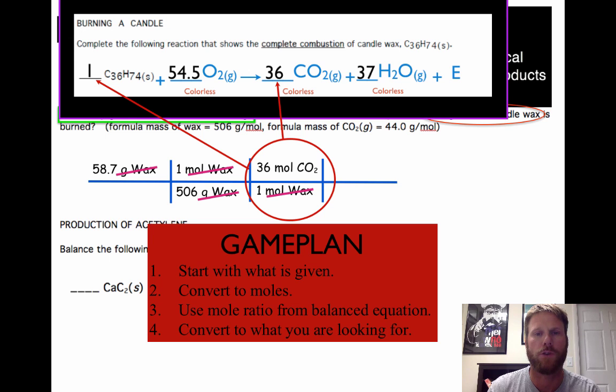To go from moles to grams, we're going to use the formula mass of CO2. 1 mole of CO2 is 44 grams of CO2. This conversion will allow us to cancel the moles of CO2. When we calculate this out and have 3 sig figs, we will get 184 grams of CO2 released into the atmosphere. Follow the game plan and you will win.